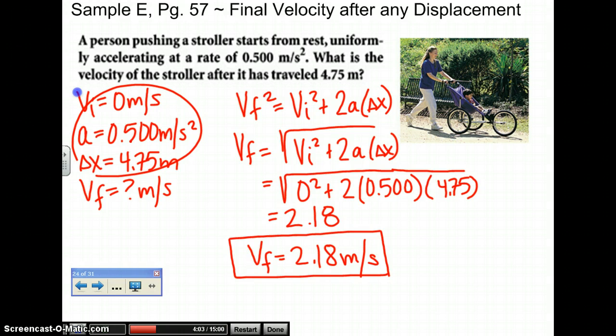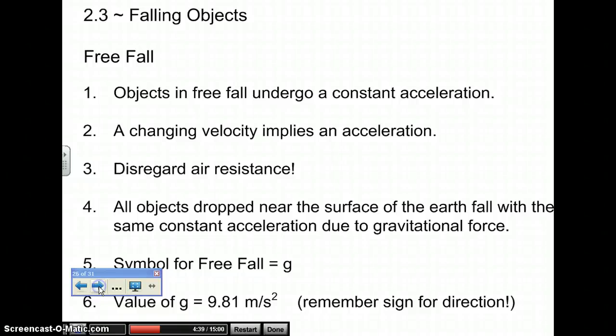Looking at practice E problems, number 1 will have 1 answer, number 2 will have 3 answers, number 3 will have 2 answers, number 4 has 1 answer, number 5, 1 answer, and number 6, 1 answer. All of them are using your VF squared equals VI squared plus 2A delta x equation, but not all of them are solving for VF, so there will be a lot of rearranging going on in these problems. As noted before, make sure you check the end of the book for the answers to the odd problems. Let's move along to F.